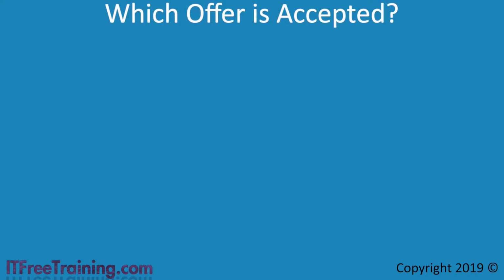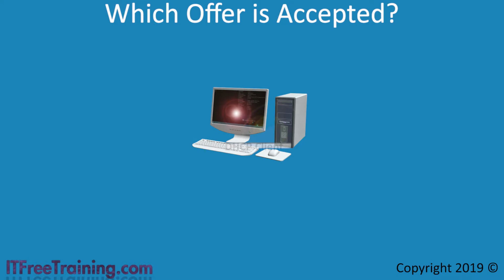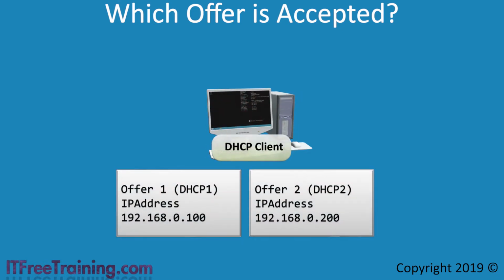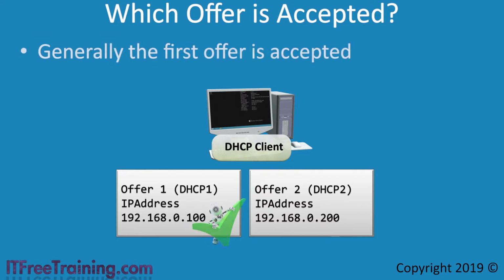The next step is that a DHCPREQUEST message is sent to the DHCP server. However, let's consider that the DHCP client in this example has two DHCP offers. So, which one does it accept? Generally speaking, the device will accept the first offer. The second offer will be discarded. If there were any other offers, they would also be discarded.